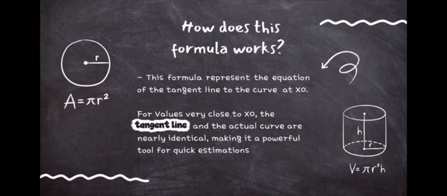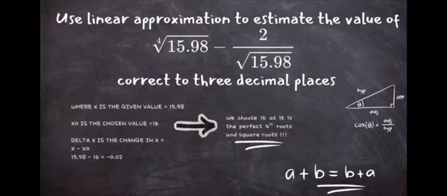tool for quick estimations. So here, the question asks us to use linear approximation to estimate the value of the fourth root of 15.98 minus 2 divided by the square root of 15.98. Here, x is the given value, which is 15.98. x0 is the chosen value, which is 16. We choose 16 because it is a perfect fourth root and square root. Lastly, delta x is the change in x, which is x minus x0, which gives us negative 0.02.